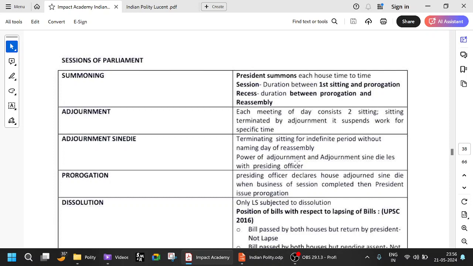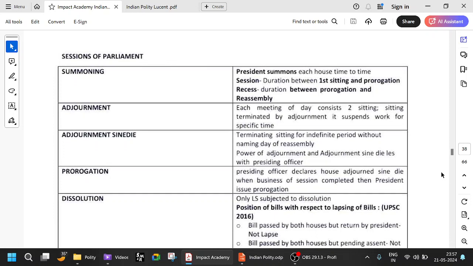So prorogation: the presiding officer declares the house adjourned sine die when the business of the session is completed, then the President issues prorogation. So that particular session is over. Again, they will meet in the next session after 6 months, okay, before completion of 6 months. So that is prorogation.